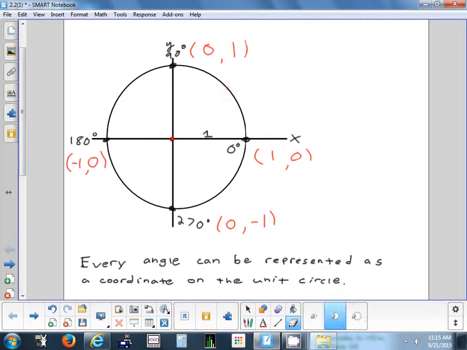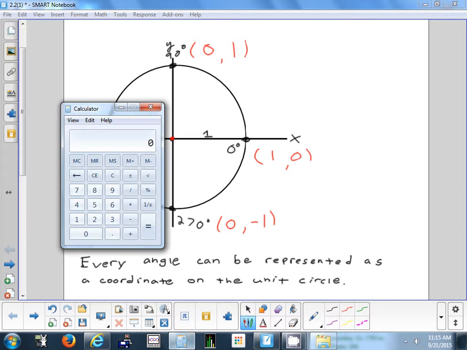With unit circle trig, we can't do every angle. We can only do angles that are multiples of 30. So we can do 30, 60, 90, 120, 150, and so on. And we can also do angles that are multiples of 45. So that would be angles like 90, 135, 180, 225. Some of these are also multiples of 30, so there's a little bit of overlap. But the idea is any angle that's a multiple of 30 or 45, we can do it.